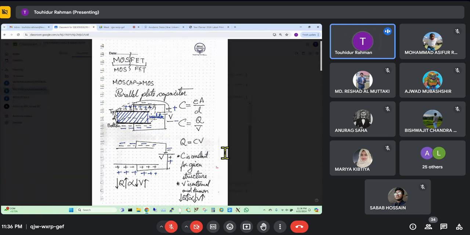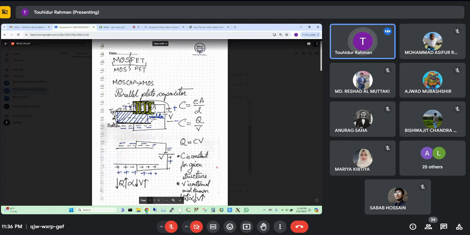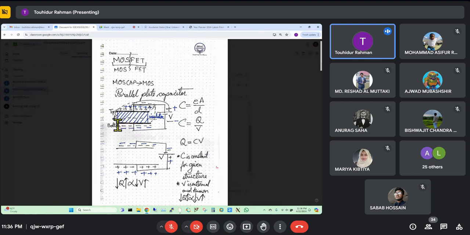In order to understand what is MOSFET, we have to understand the concept of a parallel plate capacitor. In your basic physics course, I think you already learned about this concept. In this diagram, we have two metal plates, one at the top, one at the bottom. In between, we have another material called insulator. Insulator is such material that does not flow any current, or the resistance is infinite. And metal is such material that can flow current and the resistance is ideally zero.